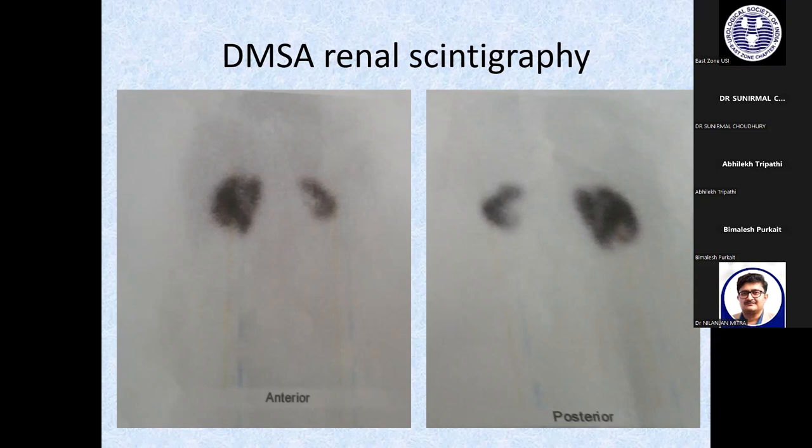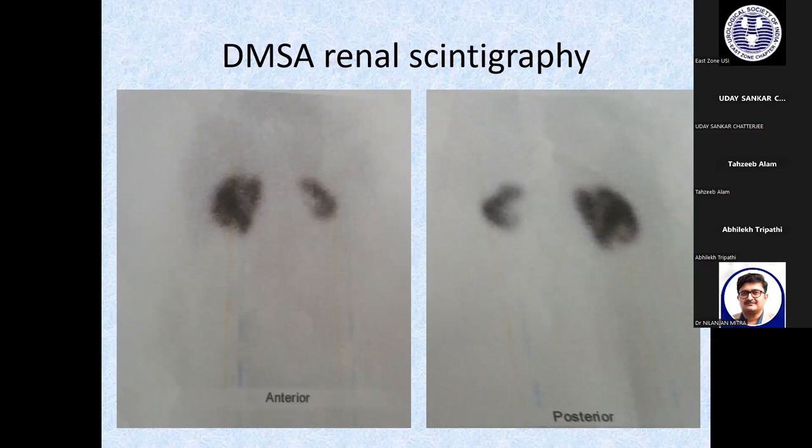Abhilek, the film. Describe the film. Sir, in the anterior view, on the left side, uptake is less. On the right side, uptake is more, but on the right side there are more areas of photopenia. But sir, the left side is less functioning. So the right side is poorly functioning.